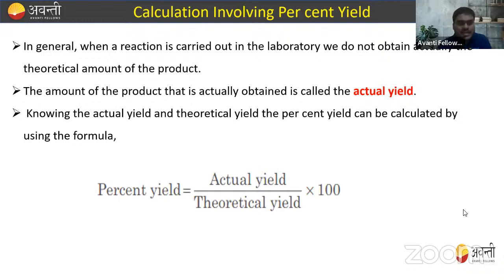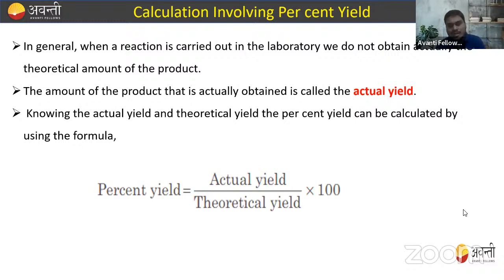Okay? So basically in general, when a reaction is carried out in the laboratory, we do not actually obtain the theoretical amount of the product, right? So whenever we do an experiment, we do not get exactly the theoretical amount of product that we thought we should get. We can get either less than that or more than that, meaning exactly that much is not obtained. That is, the amount of product that is actually obtained is called the actual yield. So whenever they are asking about the actual yield, what do you mean by this term? That is the amount of product that is actually obtained is called actual yield.